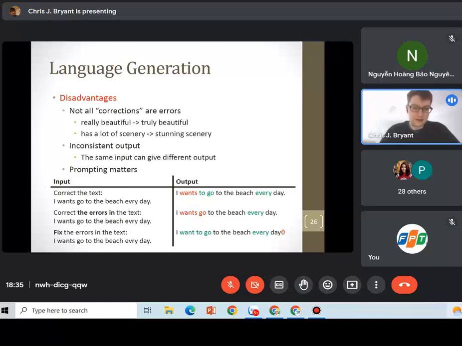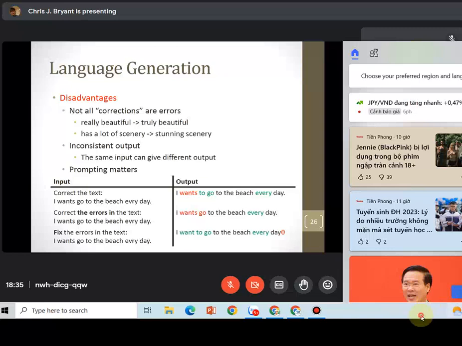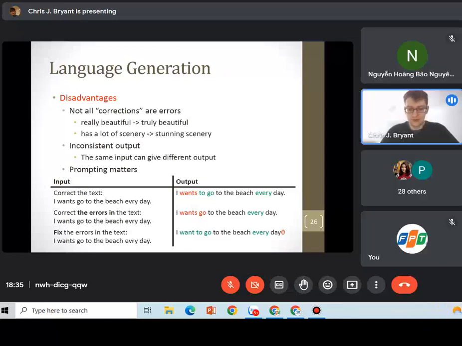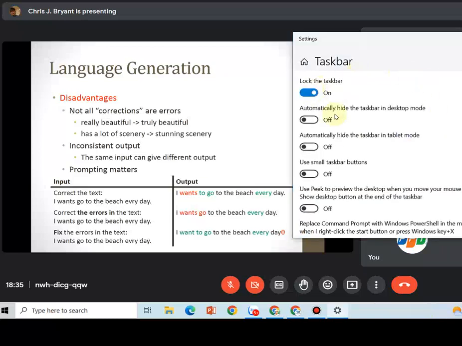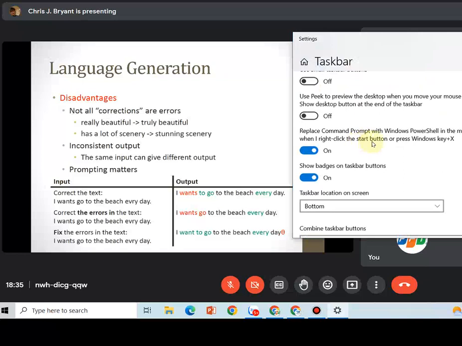It's also important to note that the model can give inconsistent output. There is actually a control in the model that determines how flexible it is with generating. If you input the same word input twice, you can get different output. And also, you might have heard about prompting. The instruction that you give to these models also matters.